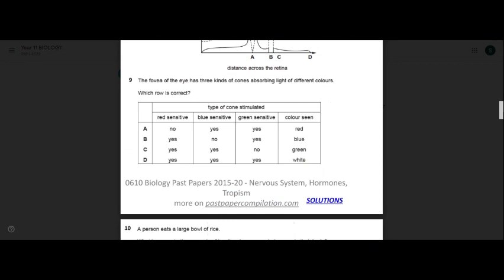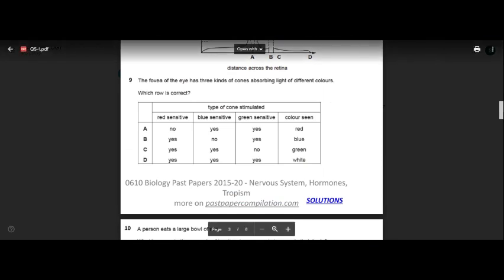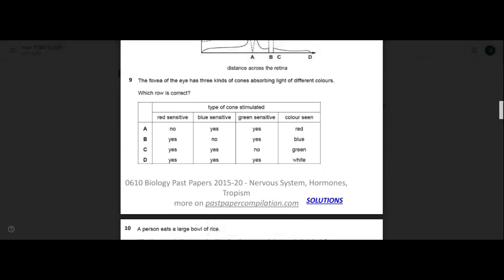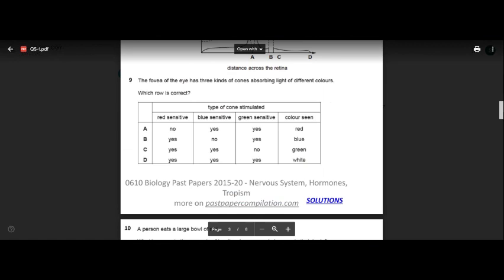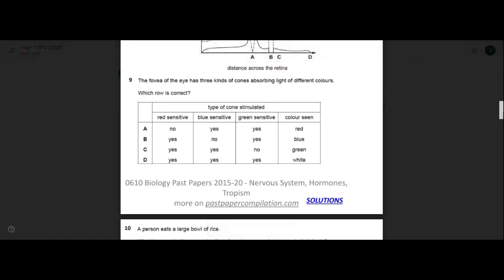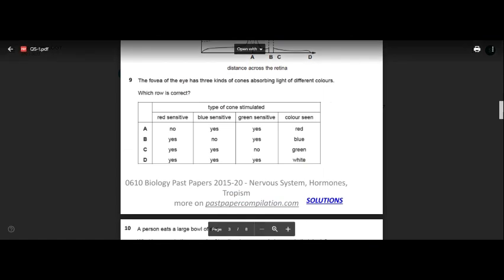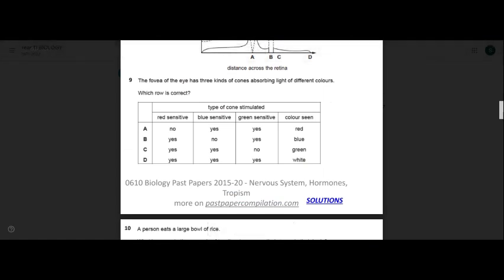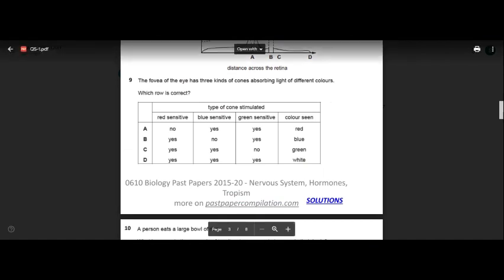So if we have blue and green, blue and green don't make red. This is wrong. Red is a main color, the original color, so it can't be red. And if you have red and green, you have yellow, you don't have blue. This is also wrong based on that chart. If you have red and blue, no green, red and blue is magenta, so it's not green. Green is a main color. By mixing the main colors, you cannot make another main color, original color. So this is wrong too.